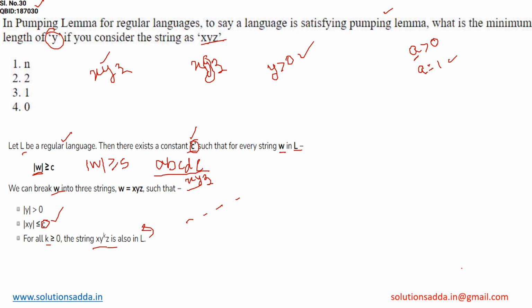So, in order to answer this question, we must be aware of the pumping lemma and the string, and how the properties are used in the pumping lemma. The correct answer for this question will be option number 3, where the minimum length of y is 1.